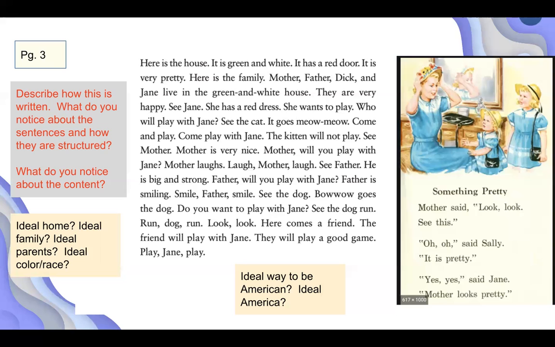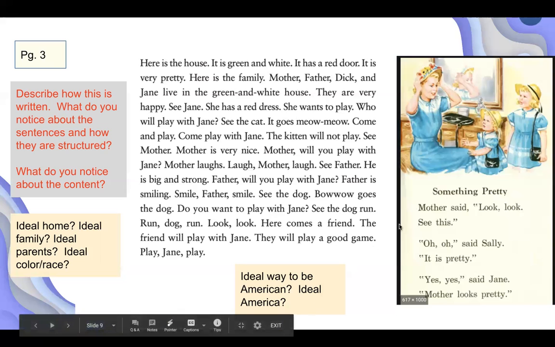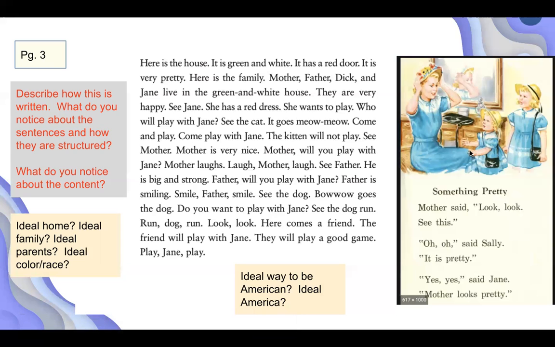Ideal color and race. I have a picture over here. This is what would have been in the book. So you have to think, what are they saying? Oh, it's not just a middle class, it's a white middle class. Now, why would Toni Morrison start with that? What does she want to show you in the rest of the novel?